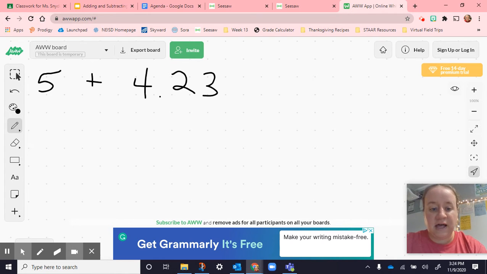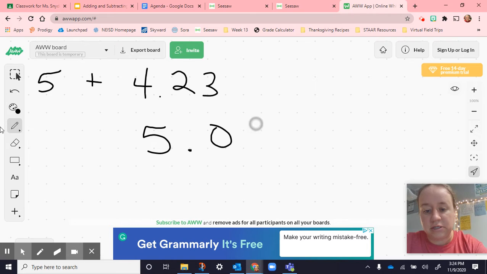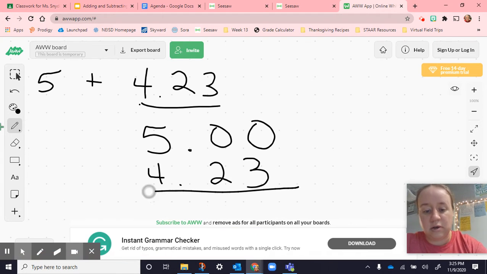So this means that the 5 is 5 wholes. So this 5 is in the ones place, meaning right next to it, we know that there's a decimal. And if there's no tenths, then I can just put a 0. And if there's no hundredths, I could just put a 0. I want it to match this 4.23. I want them to have the same number of digits. Okay, so I'm lining them up.